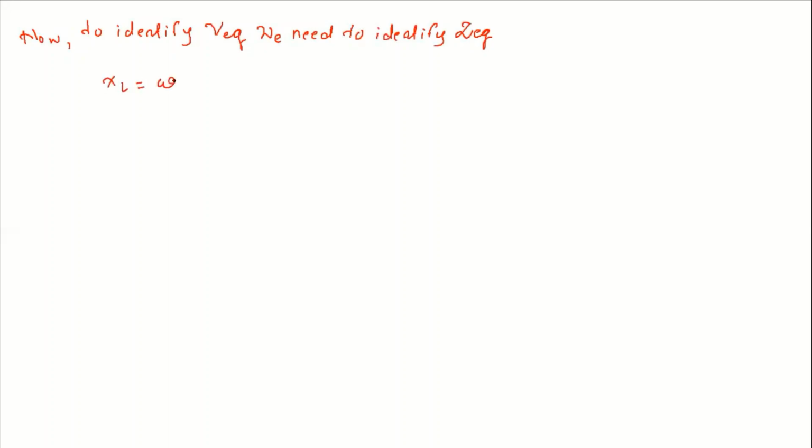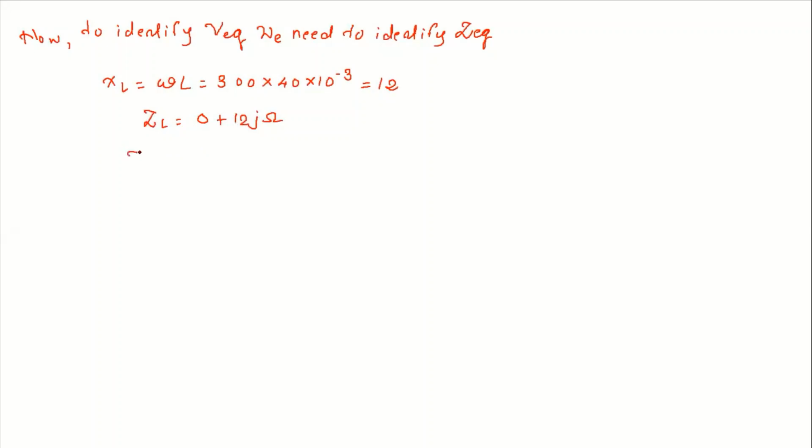We have given XL, which is nothing but omega L, which is 300 into L. L is 40 millihenry, which means 40 into 10 raised to minus 3. If you solve this one, you'll get the value as 12. Next, we have to write ZL, that is impedance. It is nothing but 0 plus 12J ohm. This is only for the 40 millihenry.